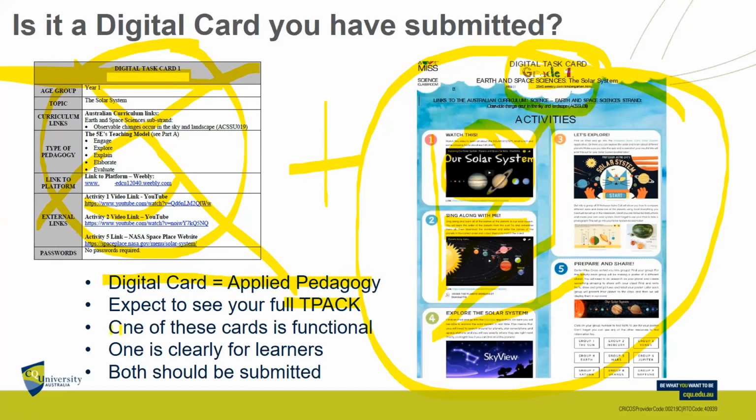Also, one of these cards is clearly functional, okay, and we know which one that is. There it is. It's clearly functional. It's for teachers. It's for educators. Here's the sequence. One is clearly for learners. It's about doing. It's a call to action. In this assignment, both should be submitted because they should talk to each other.